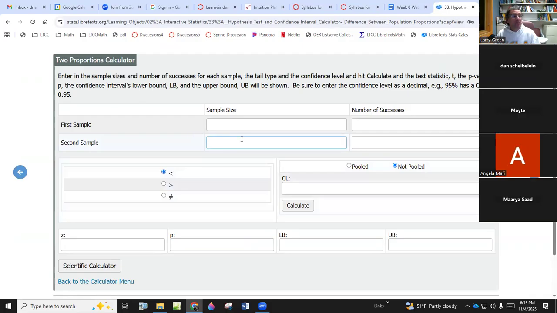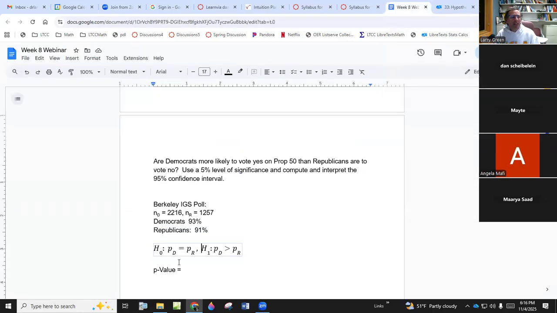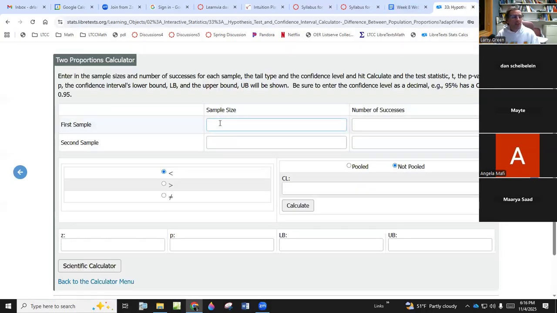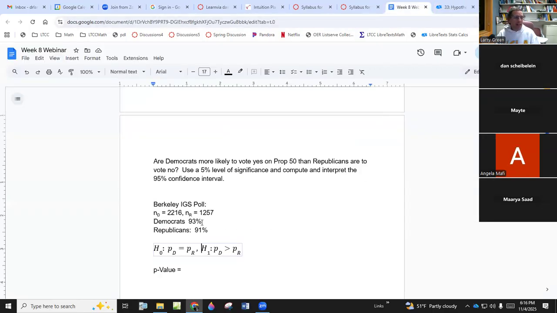And we have to put in the sample sizes and the number of successes. We're going to have to put the tail type, the confidence level, and then pooled or not pooled. I'll explain that in a little bit. But so the sample sizes again, now we just got to remember 2216 and 1257. So 2216 and 1257. The number of successes, that's a little more detailed. Well, 93% of the Democrats said yes. Okay, yes, they're going to vote yes on Prop 50.